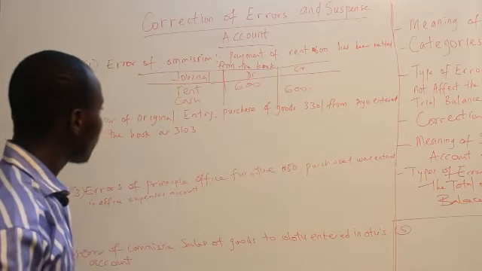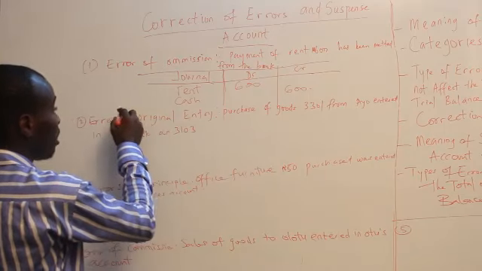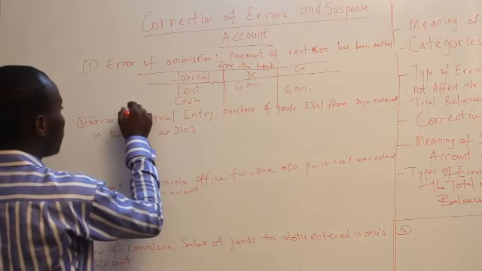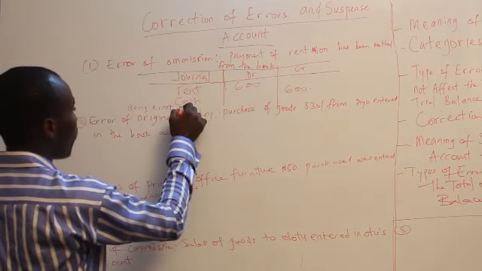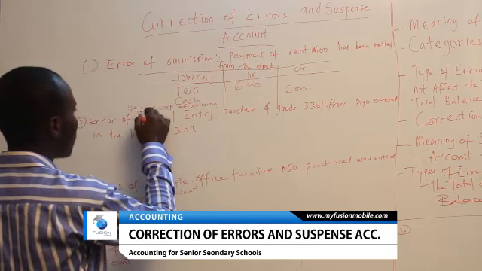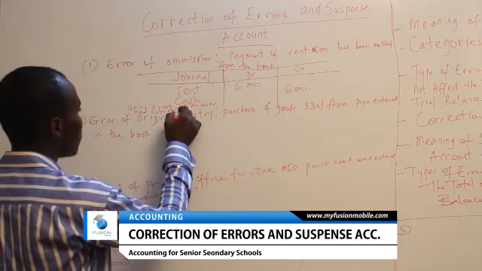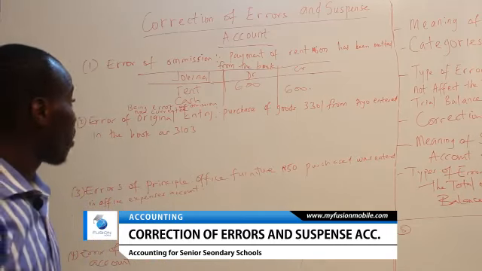So we are going to have our narration. There must be an inclusion of narration in the journal. So, being error of omission now corrected. That has been corrected. So we've done that, we've corrected that.